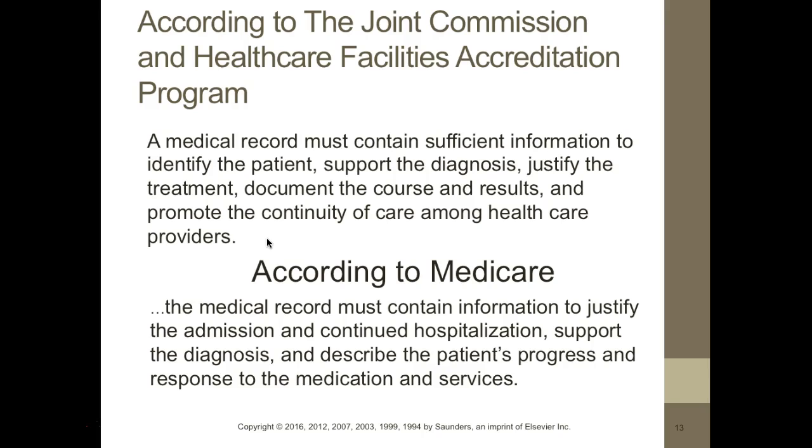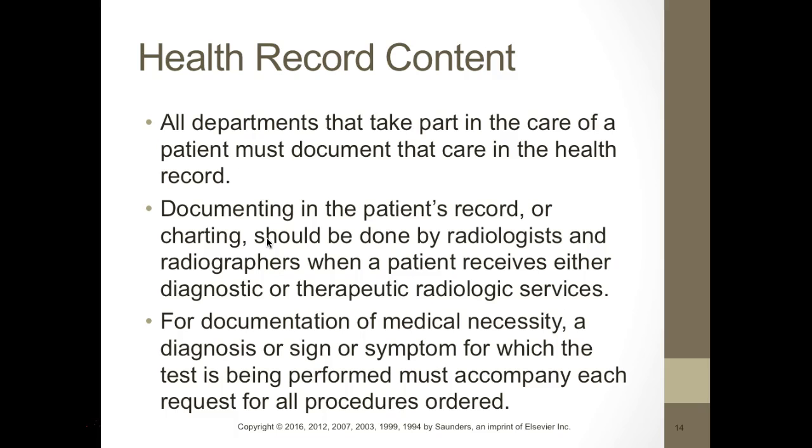So according to Medicare, the medical record must contain information to justify the admission and continued hospitalization, support the diagnosis, and describe the patient's progress in response to the medication and services. So a little bit different than the Joint Commission. Joint Commission is typically the most strict, and whatever the Joint Commission says, Medicare or Medicaid services is usually supportive of it. So if you do not have your Joint Commission accreditation, a lot of times you won't have Medicaid or Medicare accreditation.